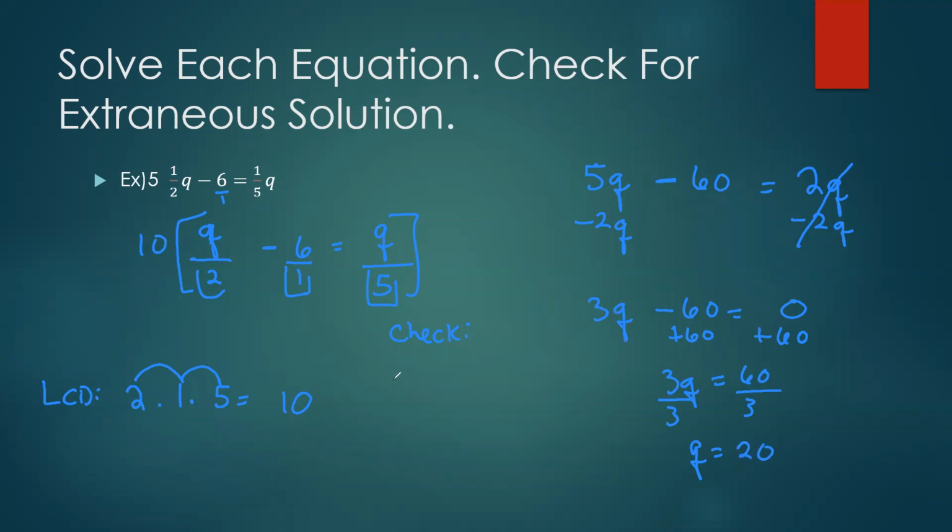Q is 20, so that's 20 over 2 minus 6, and then 20 over 5. 20 divided by 2 is 10, minus 6. 20 divided by 5 is 4. 10 minus 6 is 4. 4 equals 4, which is true. That means q is definitely 20. Okay, so yeah, it's easy to make a mistake.